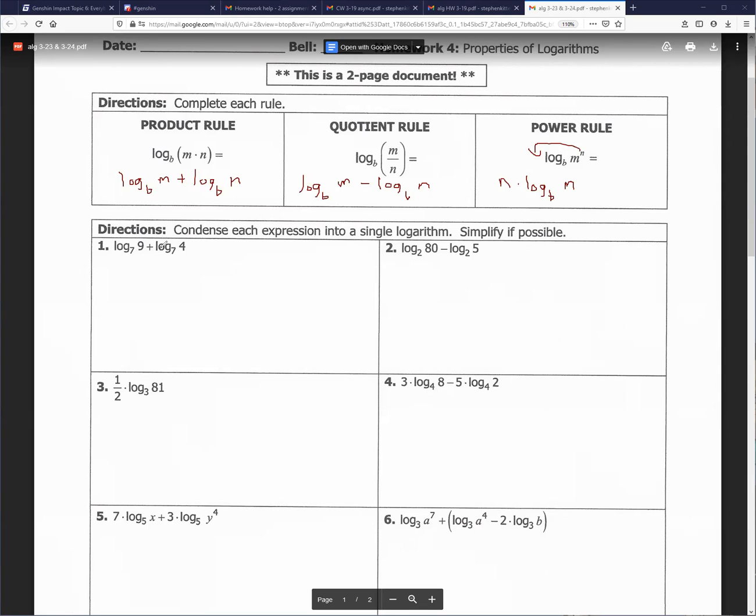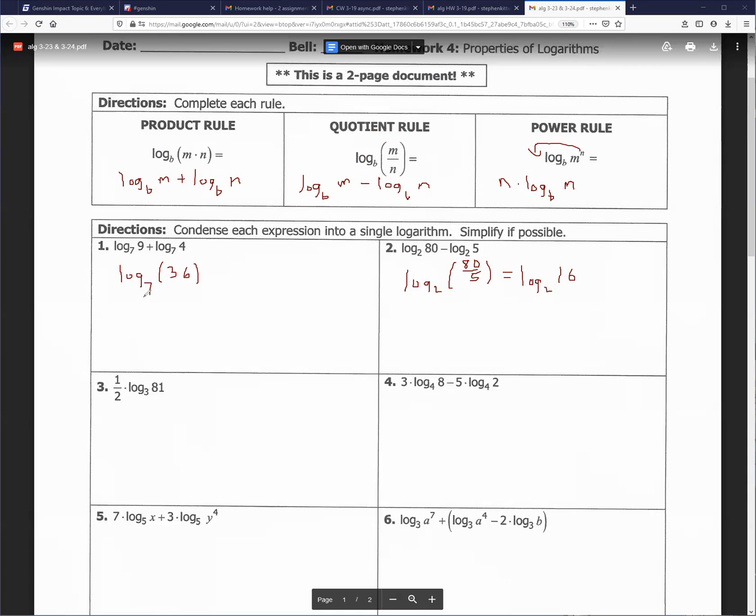So in light of that, condense into a single log, simplify if possible. So log base 7 of 9 times 4. Because we're using the product rule here. We're saying we had this version and we're going to that version. We will sometimes go the other way and we will expand, but these instructions say condense. All right, so this is log base 2 of 80 over 5 because the subtraction leads to a division. And therefore, this is log base 2 of 16.